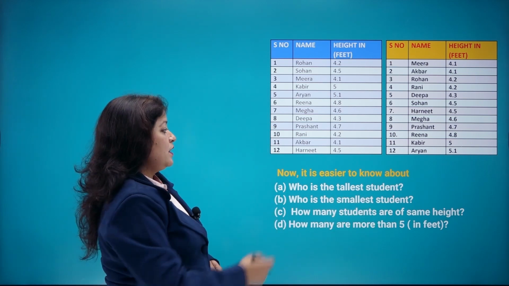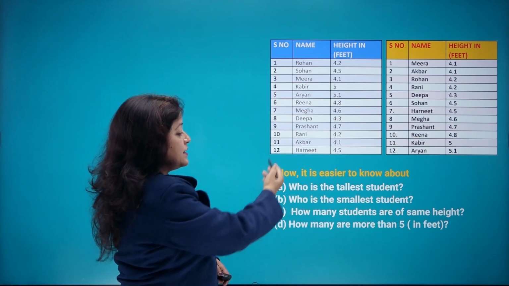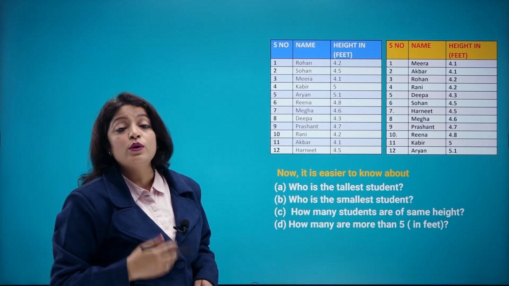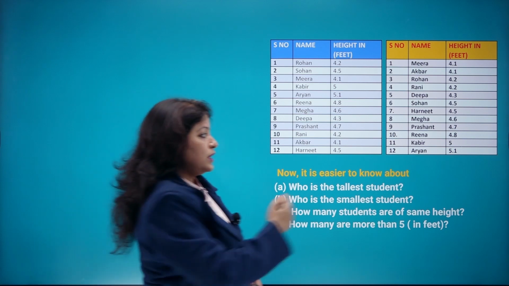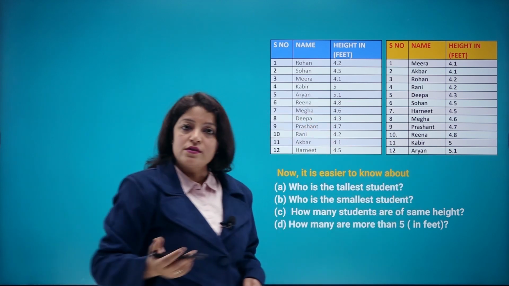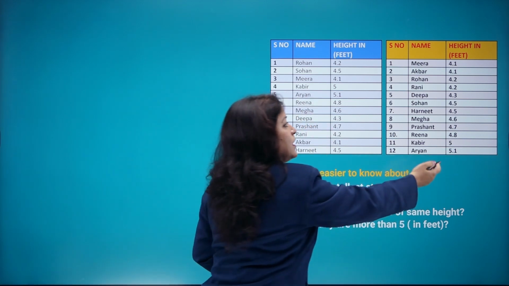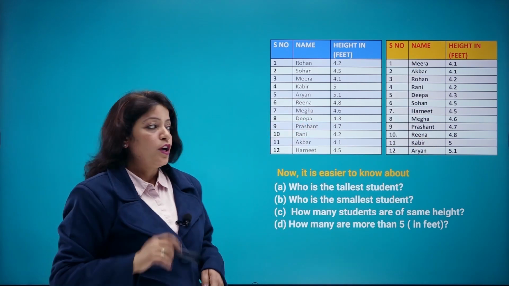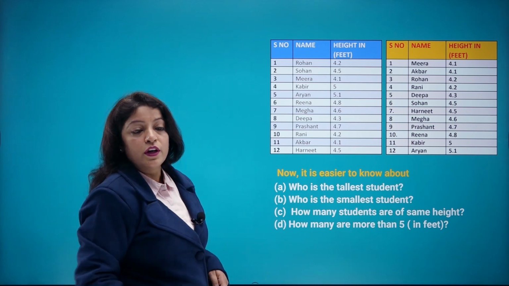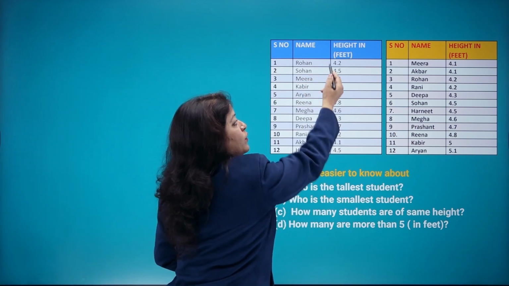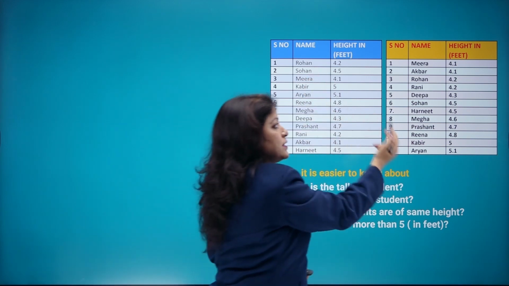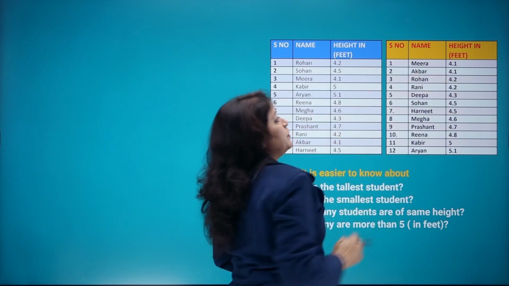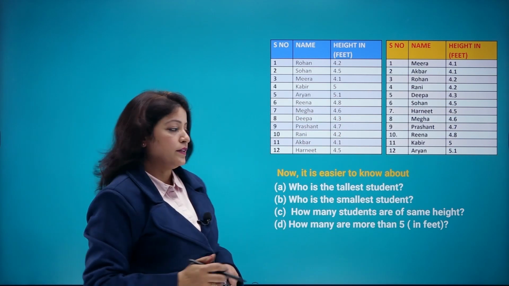For example, now you can see this table and can easily answer questions, like who is the tallest student? You can easily see Ron is the tallest student because 5.1 is written at last, and it is already arranged in ascending order from smaller to bigger. Now who is the smallest student? Looking at the first table, you need to think over and find out. But looking at the second table, you can easily see that Meera is the smallest in height.